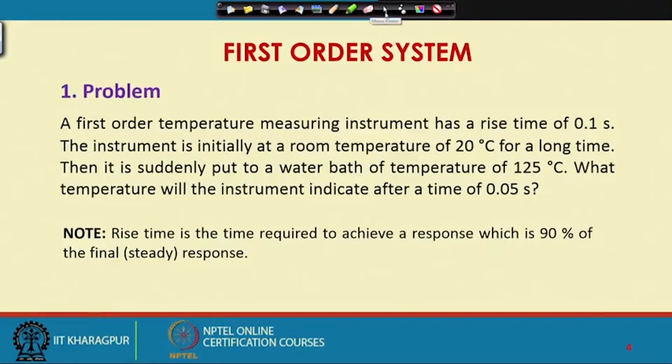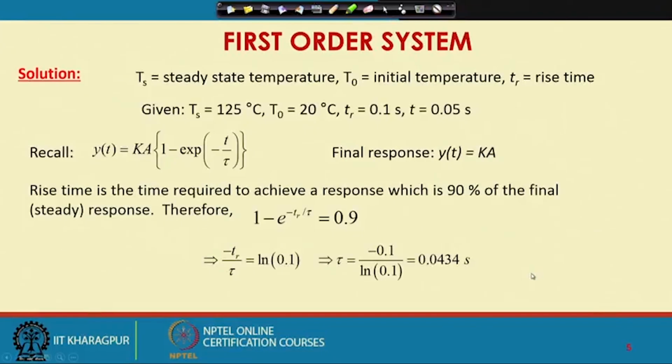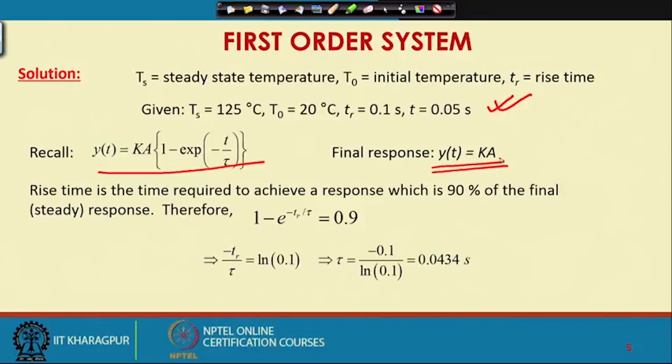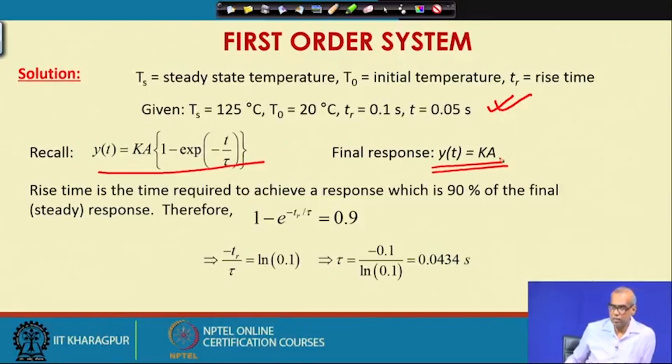So, now let us look at here. So, these are the values or informations given. This is the equation I was talking about. Here the value of k is 1, that is fine. So, the final response is y t equal to k a, or considering k equal to 1, it is a. Now, rise time is the time required to achieve a response which is 90% of the final or steady response.